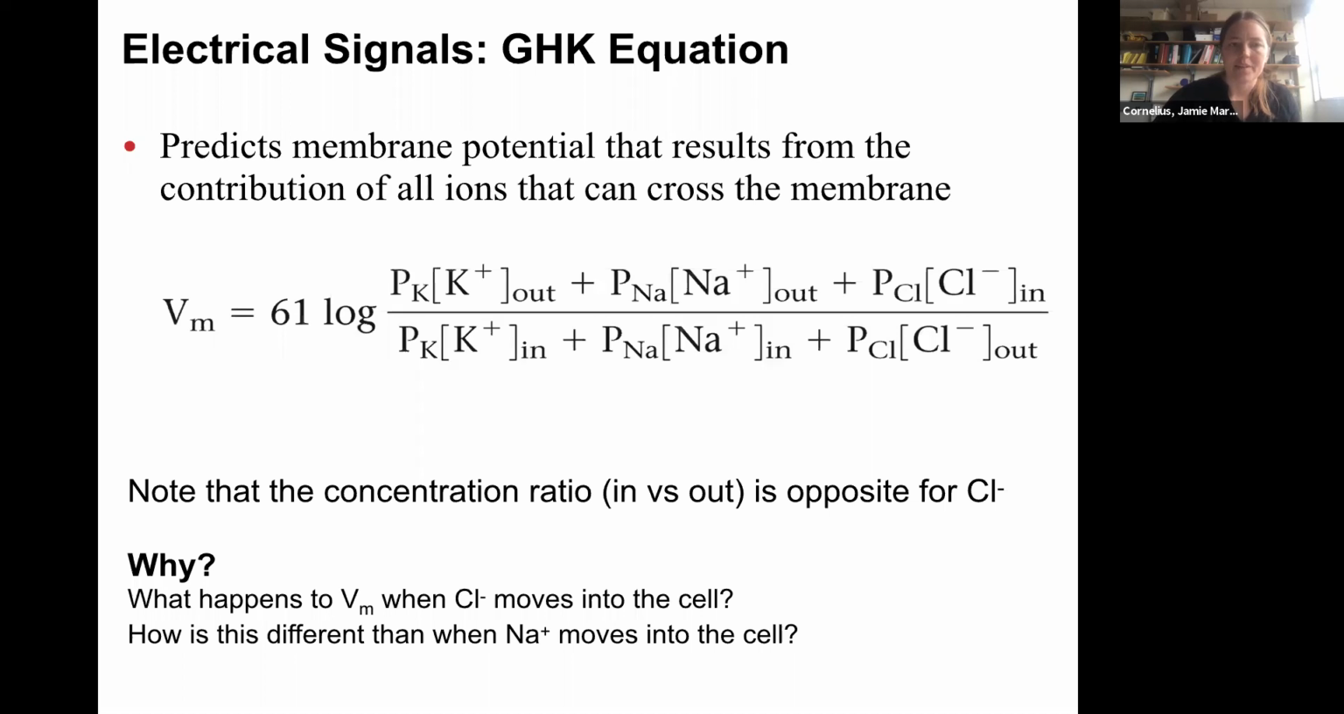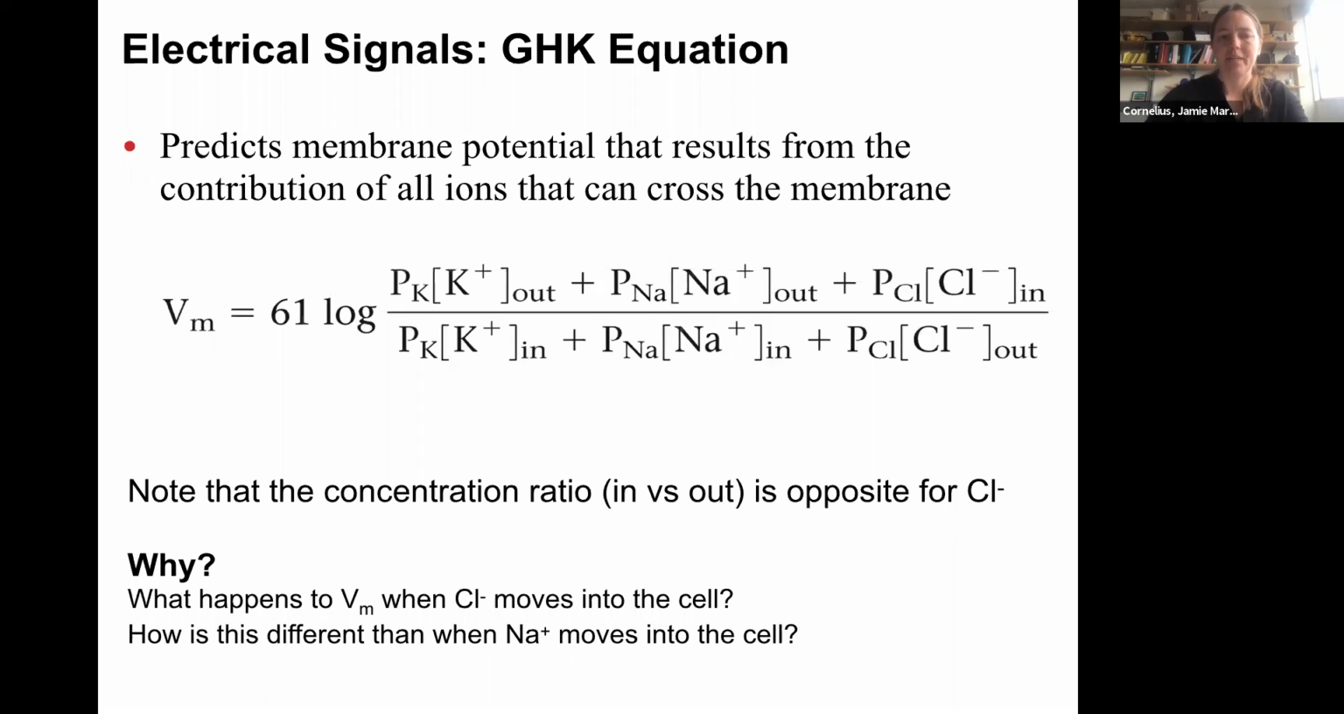So the GHK equation is basically the Nernst equation, but for all of the ion species together. You still have the membrane potential on the left, and the same constant that was in the Nernst equation. But now you have all of the ion species that move commonly in a neuron: potassium, sodium, and chloride. And you have their concentration differences, the same as in the Nernst equation, which determines the concentration gradient.